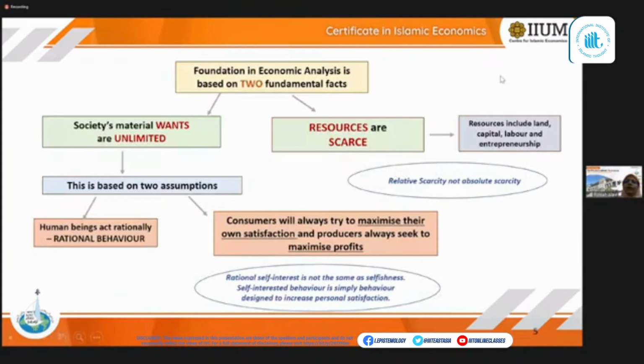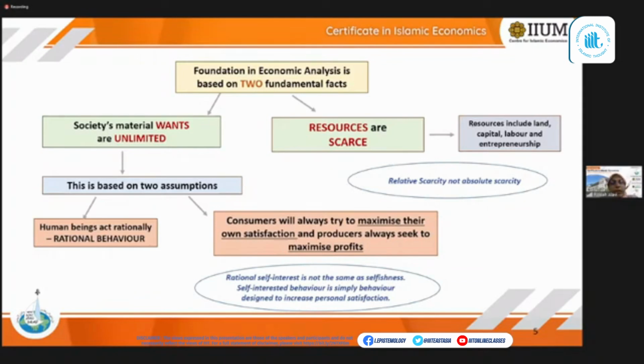Okay, so now we go into the introduction itself. Usually in the introduction, we discuss the basic foundation, why we study economics, especially microeconomics. Now, the foundation of economic analysis, especially microeconomics, is based on two fundamental facts. One, we know as a consumer, as a human being, as a society, our material wants are unlimited. Of course, in Islam, I will discuss that later.